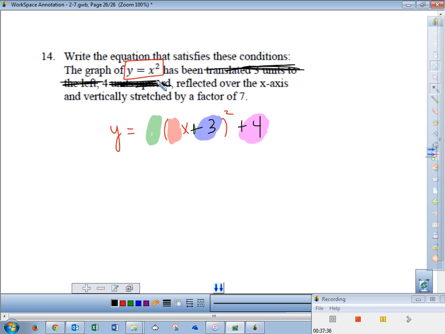Reflected over the x-axis. So what does that affect? The green thing or the red thing? Green. And what would I put in there? A negative. And vertically stretched by a factor of 7. Should I put that in the green spot or in the red spot if it's vertically stretched? Green. Let me just put that 7 in there. So there was no number to put in for red, it's just a 1. And just follow the thing, cross out what you've done, and set it up generically.